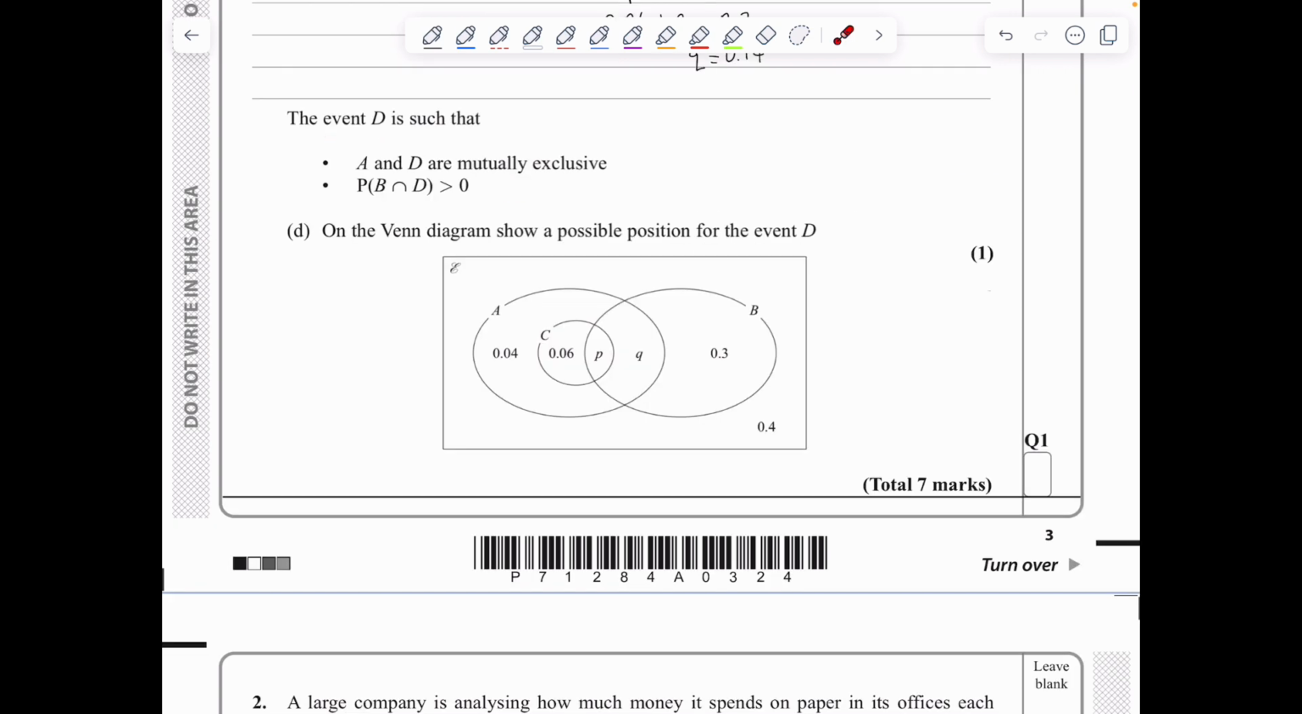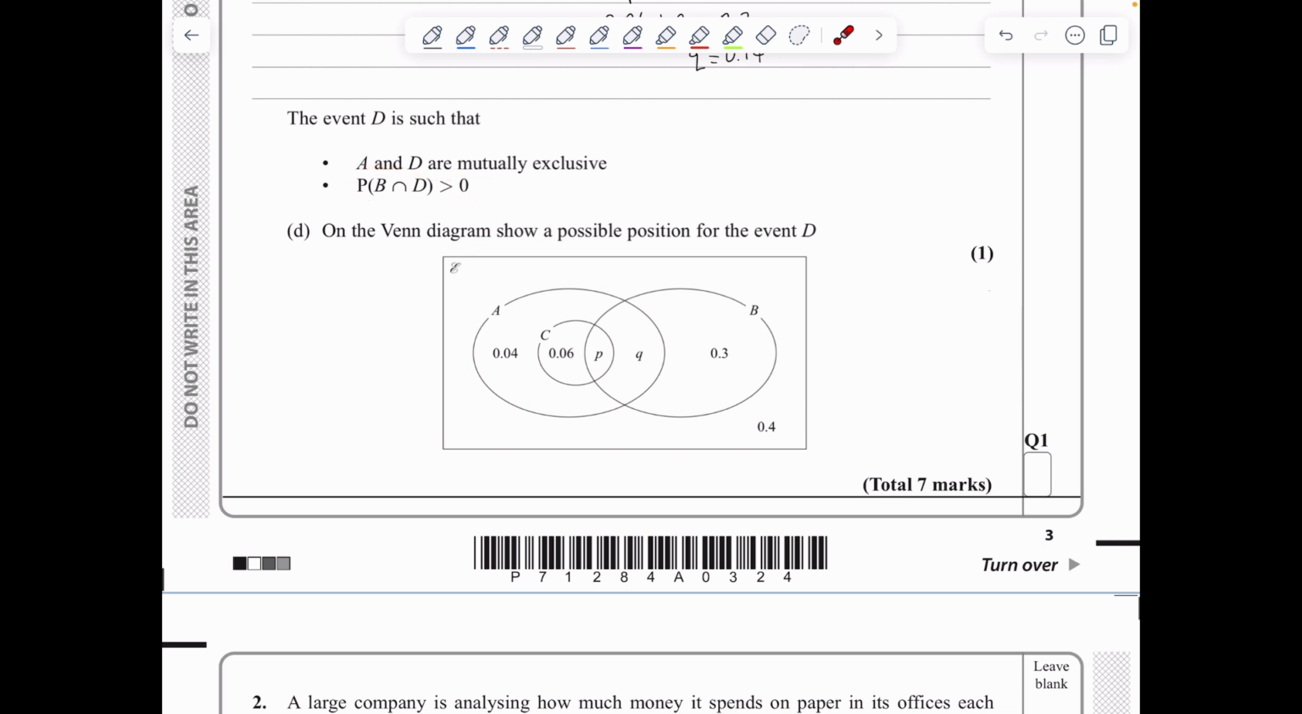In part D, we are told that there's an event D such that A and D are mutually exclusive, and also the probability of B intersection D is greater than 0, and we need to draw a possible position for the event D. Now, if A and D are mutually exclusive, this means they have nothing in common, so they would appear as disjoint circles, the A and the D, and the probability of B intersection D being greater than 0 means there is at least some part that's overlapping between B and D.